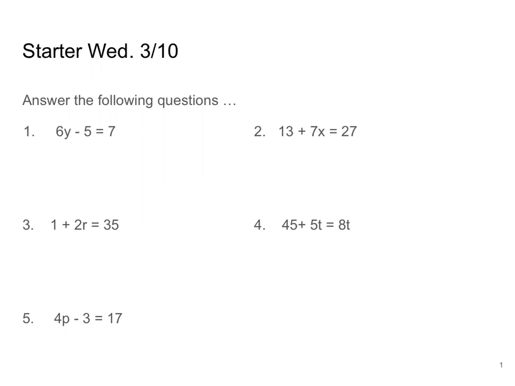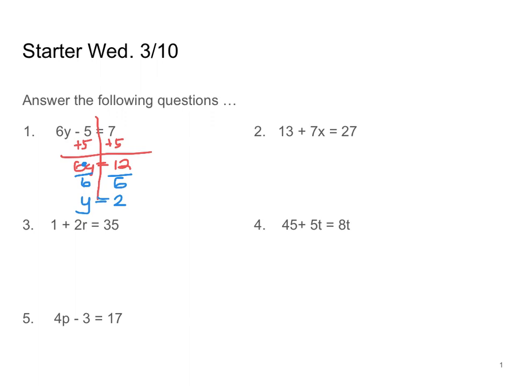All right, let's go through it. Okay, so number 1, what we want to do is get all the variables on one side, letters on the other. I see a subtract 5, so I need to add 5 to both sides. Then we have 6y equals 12. And then 6 and y, they are multiplying, so we are going to divide by 6 on both sides. So then our y is going to equal 2.